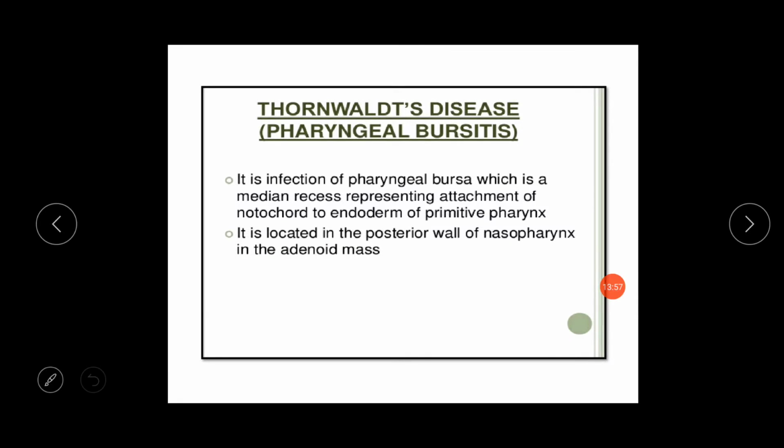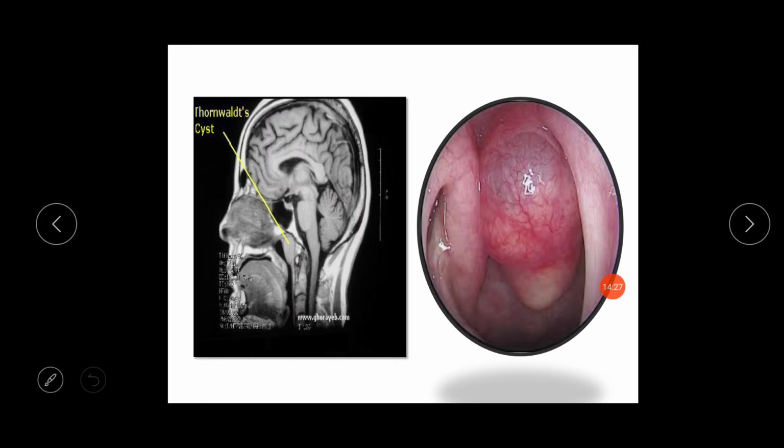Thornwaldt disease or pharyngeal bursitis. It is the infection of the pharyngeal bursa, which is a median recess representing the attachment of the notochord to the endoderm of the primitive pharynx. It is located in the posterior wall of the nasopharynx in the adenoid masses. We have already seen about this pharyngeal bursa in the anatomy of pharynx. So this is an infection or inflammation of this pharyngeal bursa.